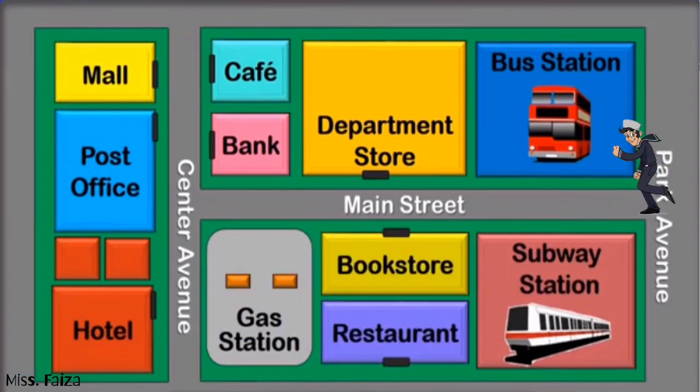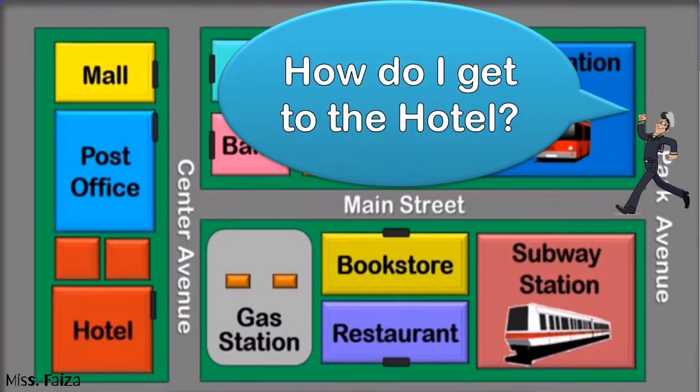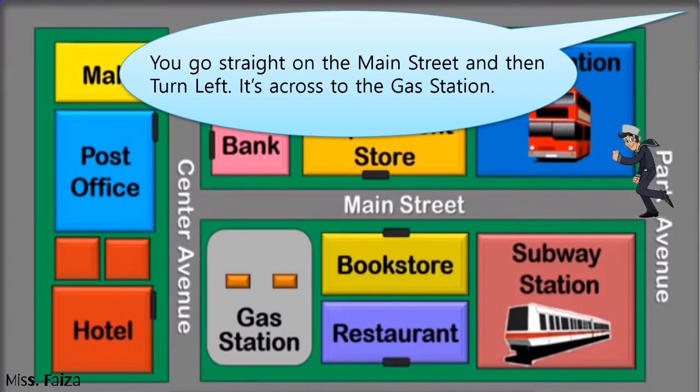It's Mr. Budi. Mr. Budi wants to go to the hotel. So he asked, How do I get to the hotel? You go straight on the main street and then turn left. It's across to the gas station.